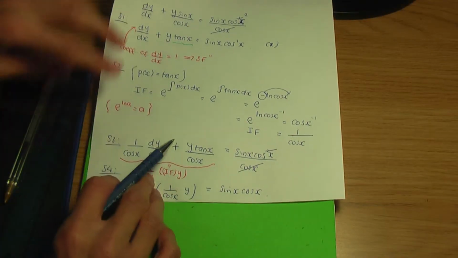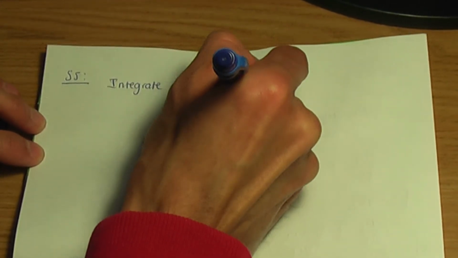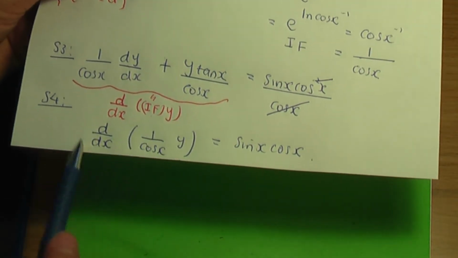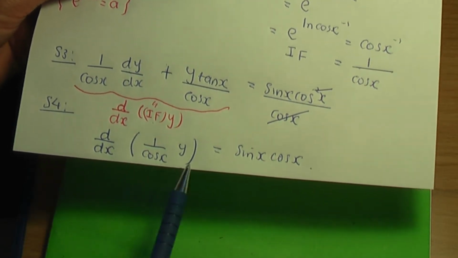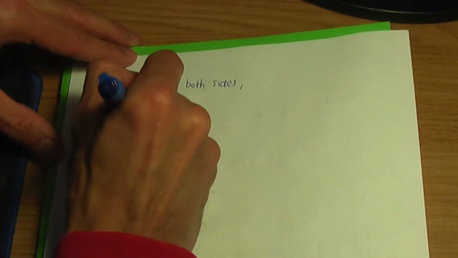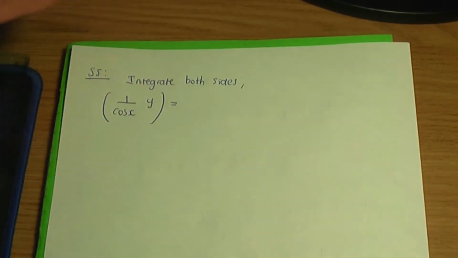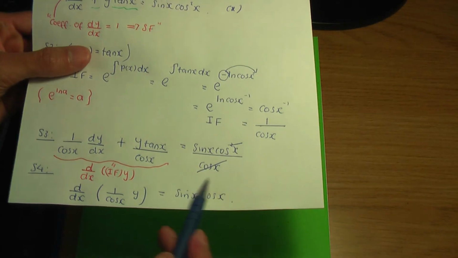So let's integrate both sides. Let's do this on the reverse. So here is step number 5, integrate both sides. If we integrate something that we differentiated, we're going to end up with this term, which is 1 over cos x times y. So let me copy that down. So we'll end up with this term on the left. However, we need to integrate sin x cos x on the right.